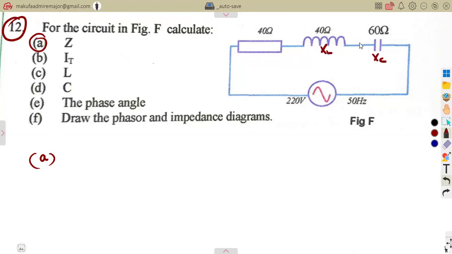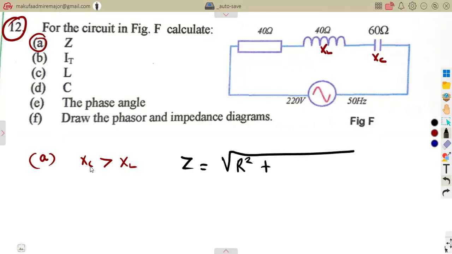So what we just need is to compare between that of the inductor and that of the capacitor. Which one is bigger? As we can see, our XC is greater than XL. If it is bigger than XL, therefore the impedance will be the phasor sum, which is the square root of R squared plus XC minus XL squared, just like what we had before.